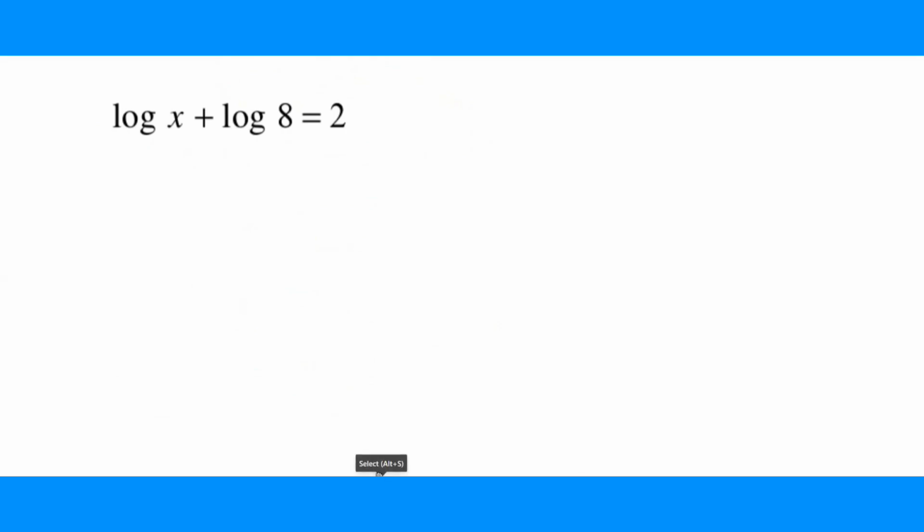It says log x plus log 8 is equal to 2. Whenever we're adding logs of the same base, and you can see that both of them are basically the same base, we could write it as a single log on the left side. And because you're adding, you have to multiply the arguments. So 8 and x becomes 8 times x, which is 8x, and this is equal to 2. So I took the left side, represented it as a single log, and it is equal to 2.